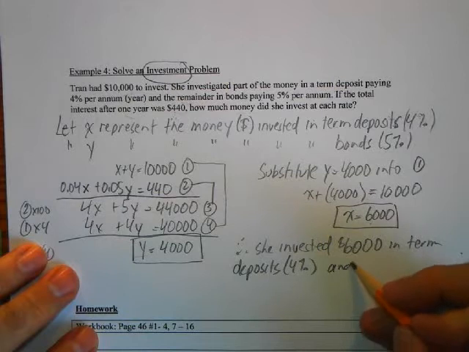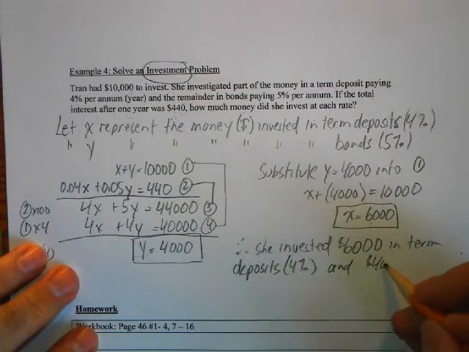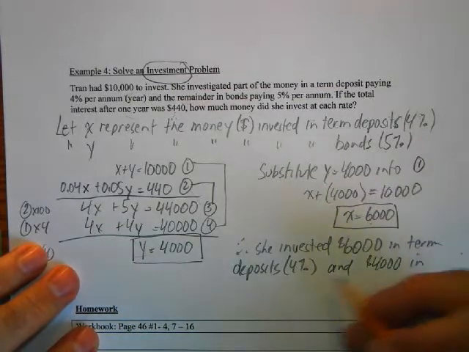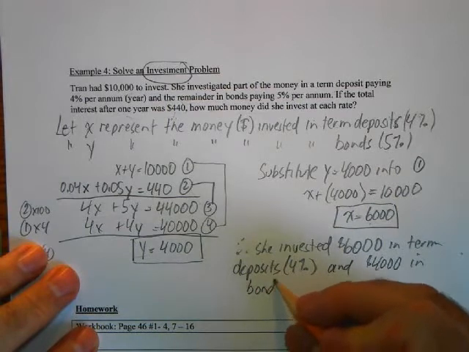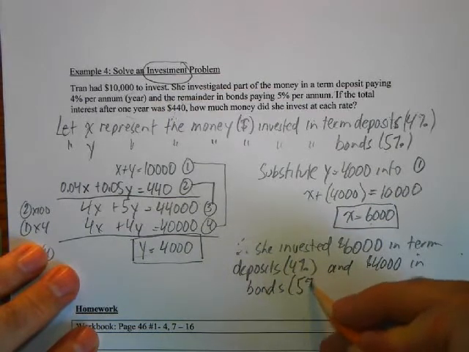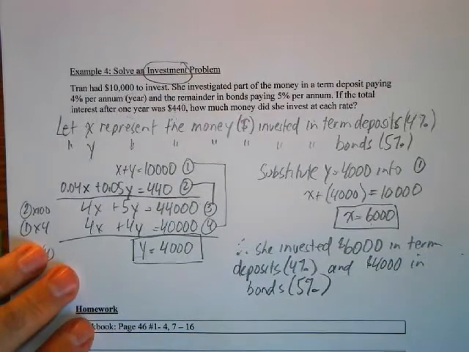And $4,000 in bonds, which gave 5% interest. Okay, and there you have your answer.